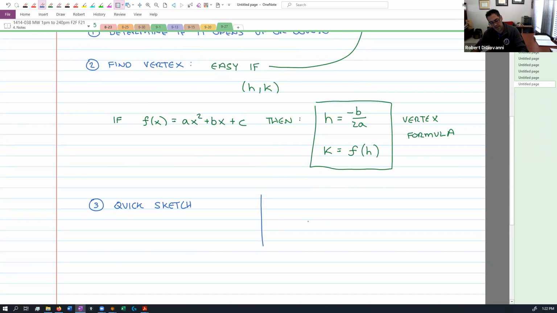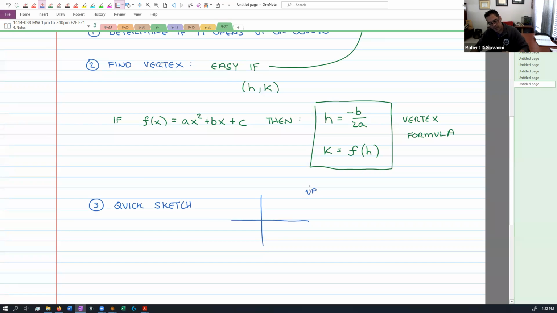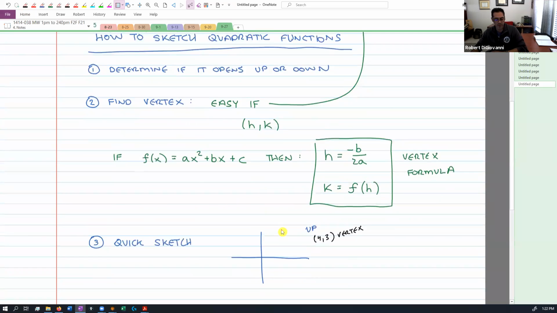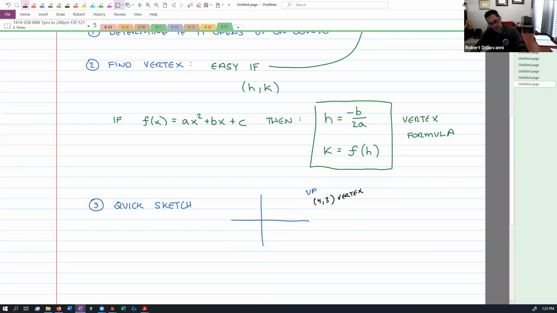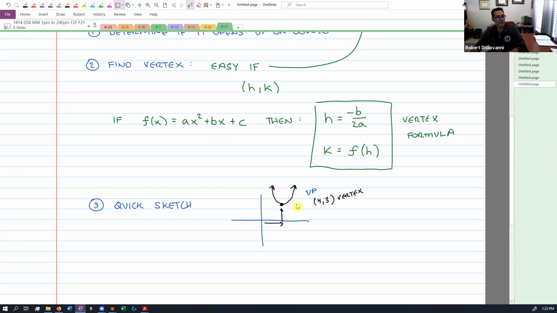So let's just say that I do a quick sketch and I know that it opens up, and let's say I determine that the vertex is the point 4, 3. So basically I've done steps 1 and 2, and I know that it opens up and it has a vertex of 4, 3. That means I go to the right 4 and up 3 and I draw a dot. If my parabola opens up, it has to go like that, right? Which means I have how many X-intercepts? None. So I won't go try and find them. I will skip this step of trying to find X-intercepts because I don't have them. I'm trying to keep us from wasting our time.